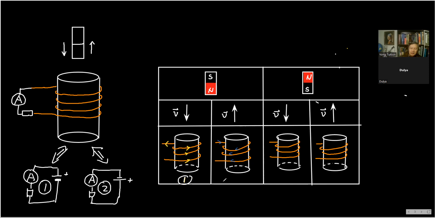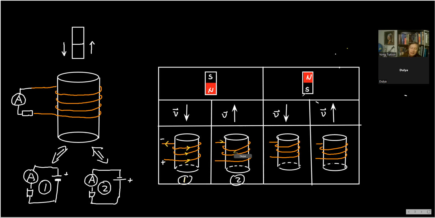So this part became positive, right? So this is positive. Sorry, this is positive, this is positive. So that's scenario 2, okay?